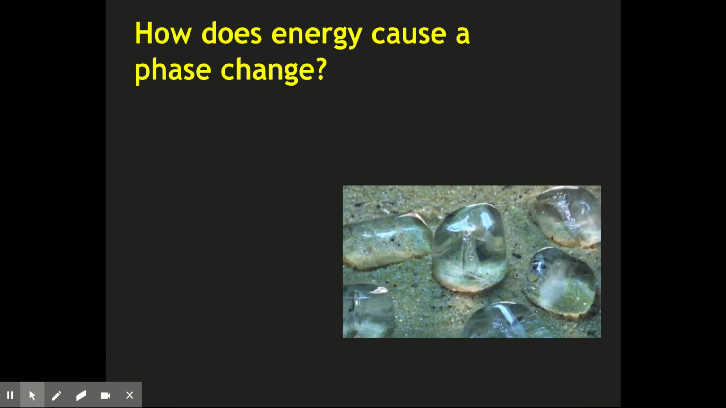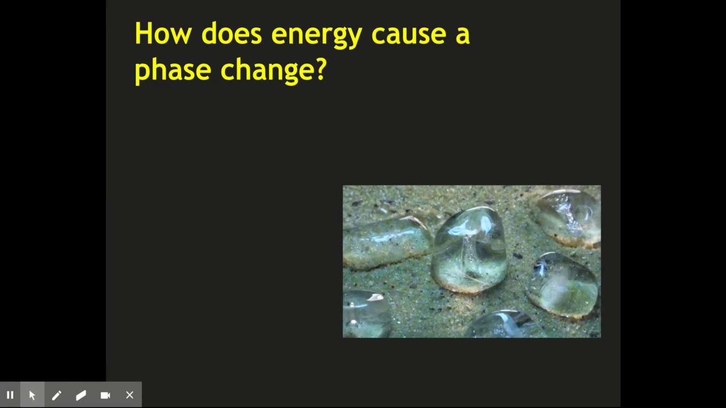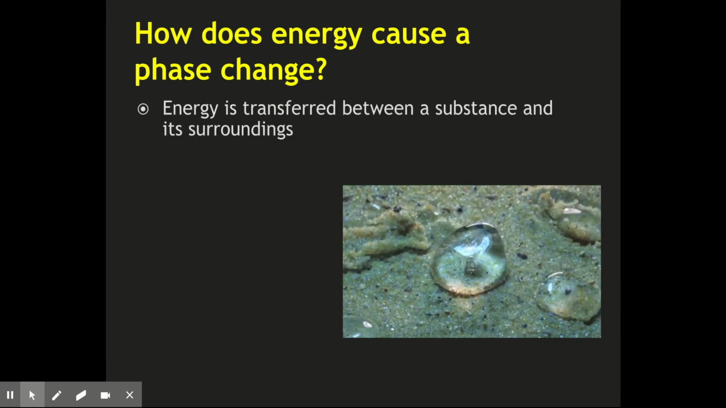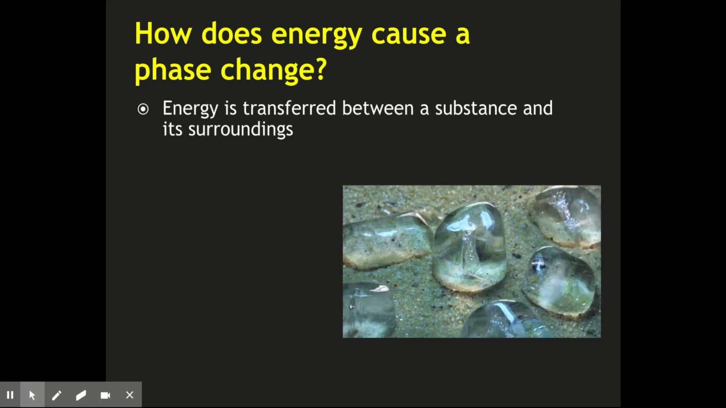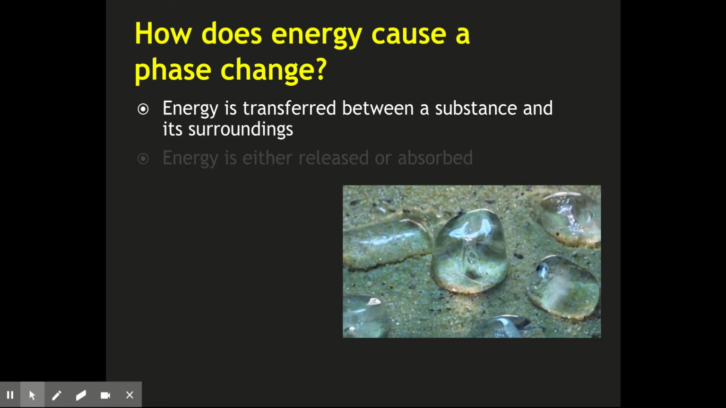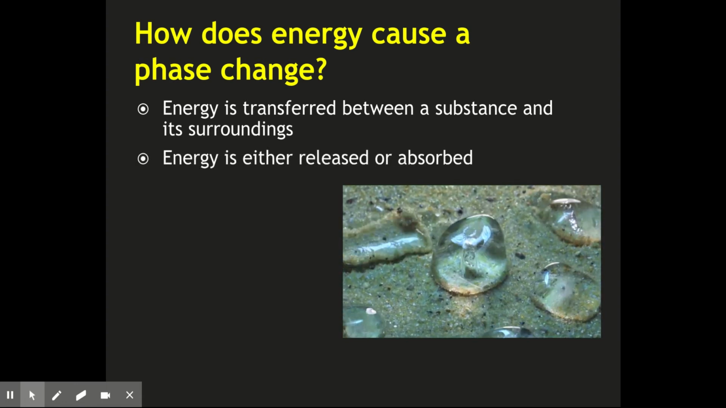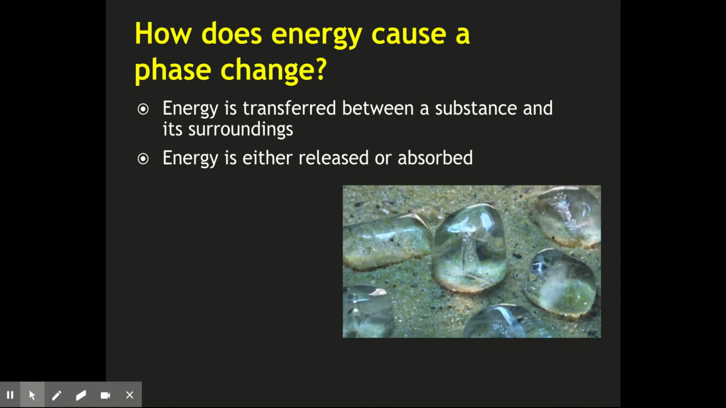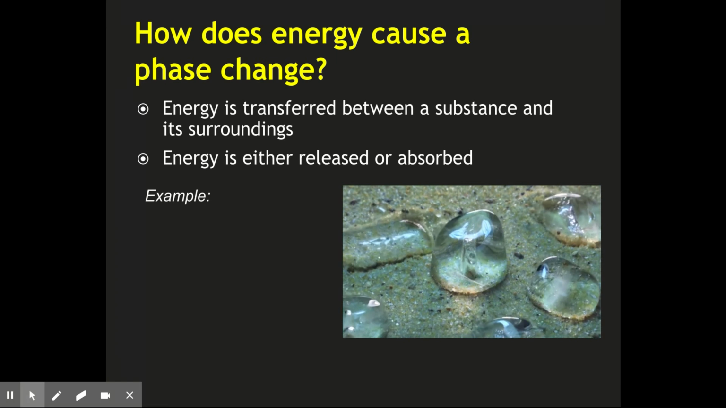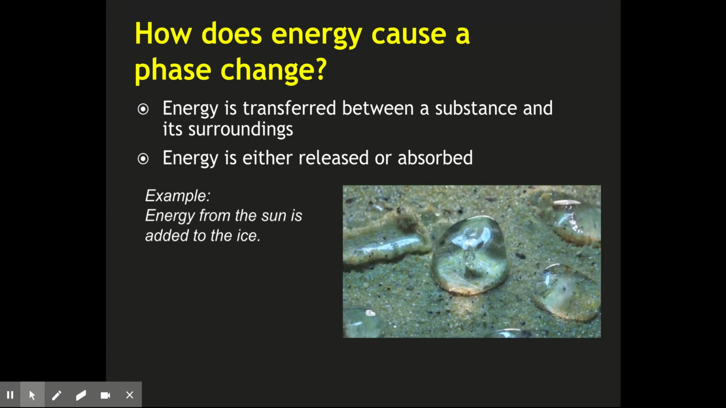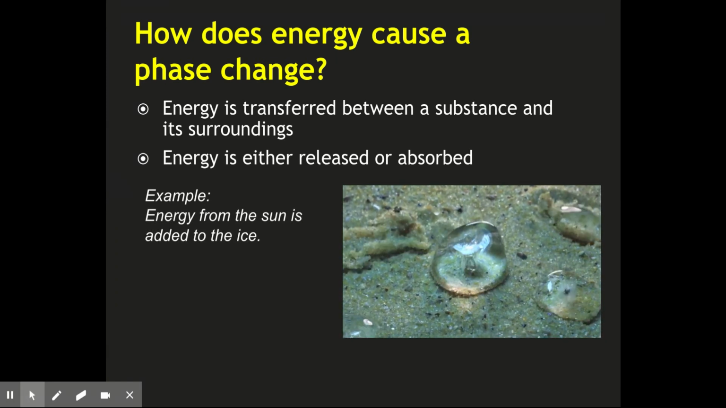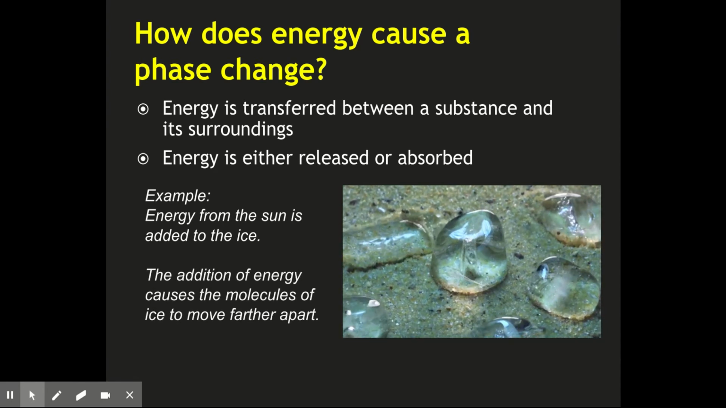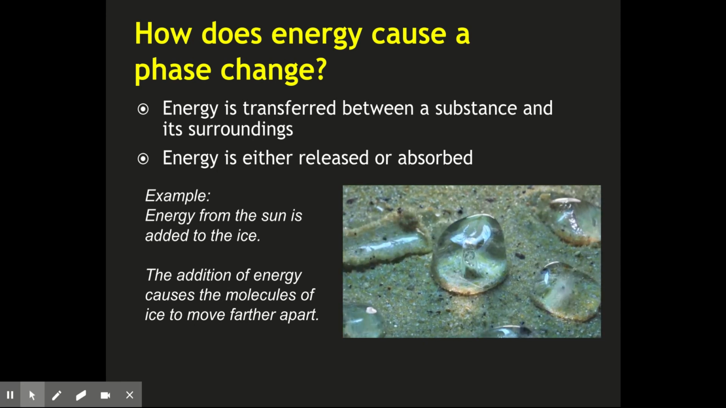So, how does energy cause a phase change? That's ice right there, melting just on sand on the beach. Okay? So, energy is transferred between a substance and its surroundings. Energy is either released or absorbed, right? It's either let go or taken in. So, this is an example. Energy from the sun is added to the ice. The addition of energy causes the molecules of ice to move farther apart.